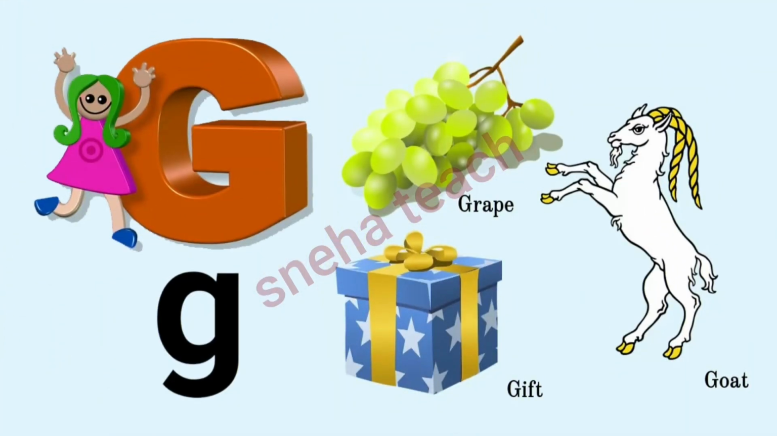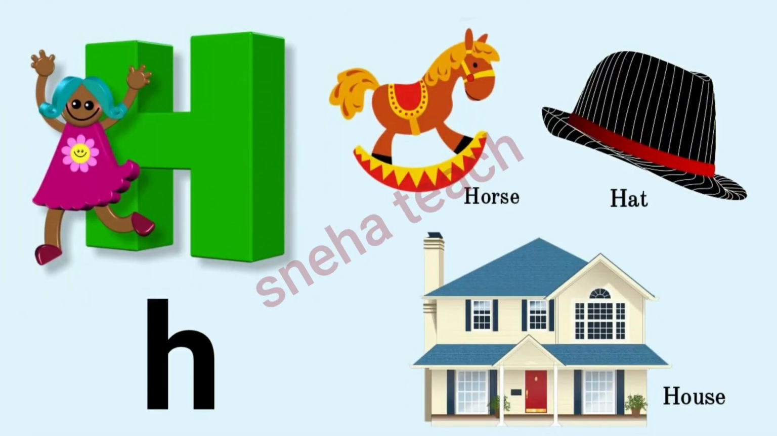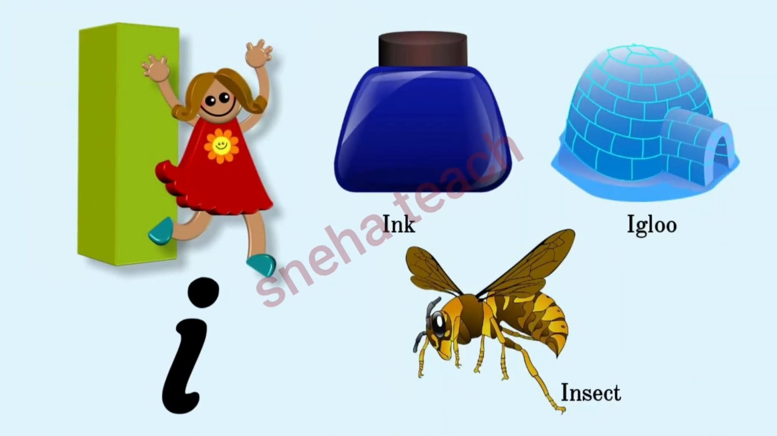G, G for grape. Gate, gift. H, H for horse. Hat, house. I for ink. Igloo, insect.